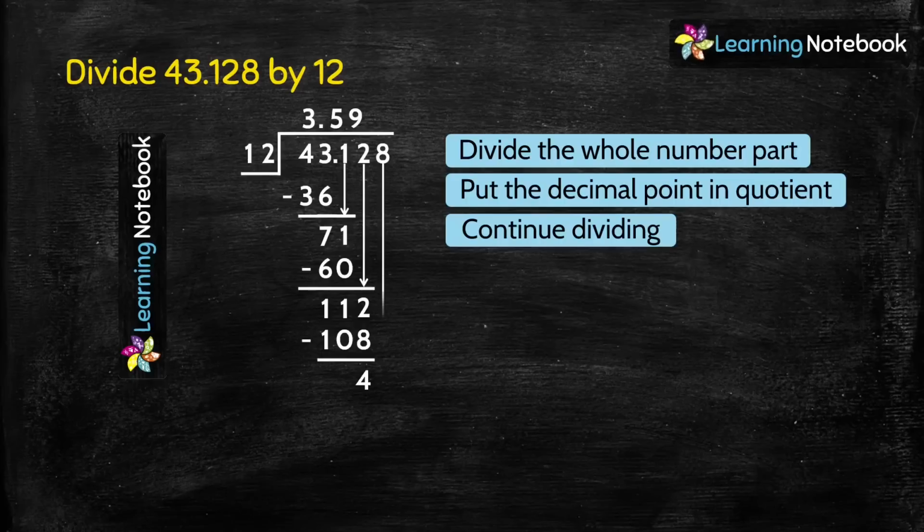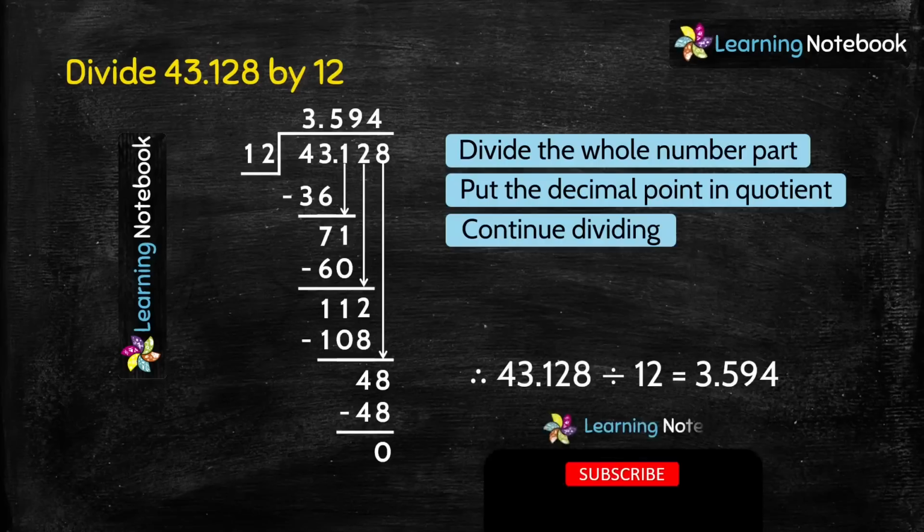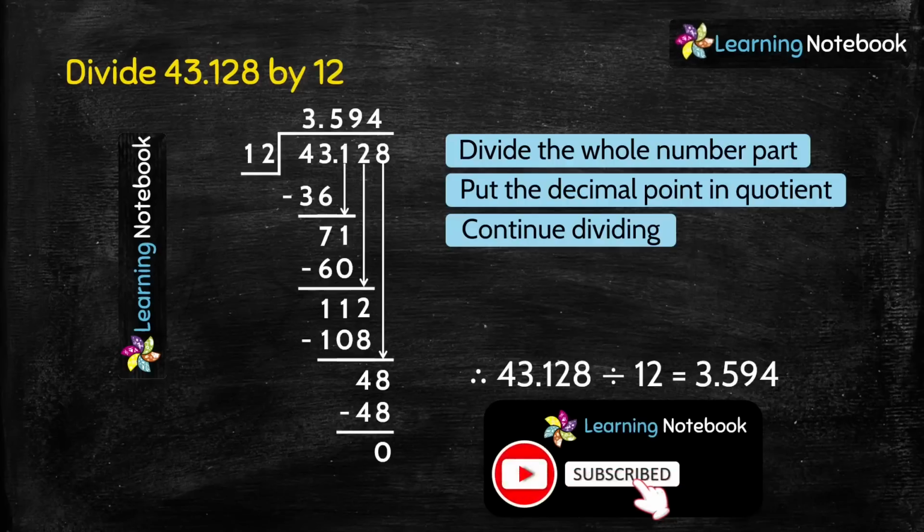Copy the last digit, which is 8. 12 into 4 equals 48, and 48 minus 48 equals 0. So students, our division is complete now and we get the answer as 3.594.